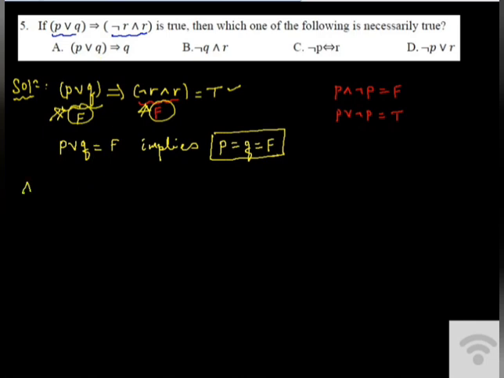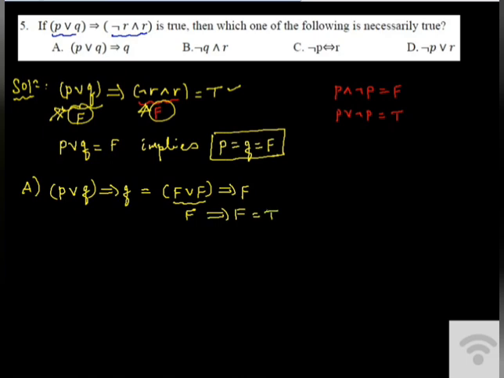Let's check for the first one. In A, P or Q implies Q means P is already false and Q is also false, so false or false is false, and false implies false, which is true. Therefore this is necessarily true. The compound proposition in A is necessarily true. You don't need to check the others.